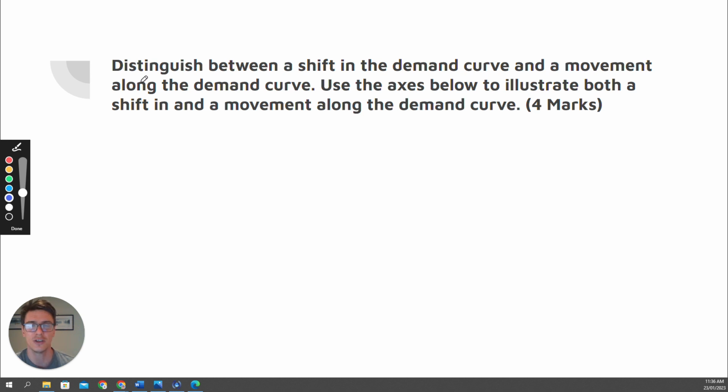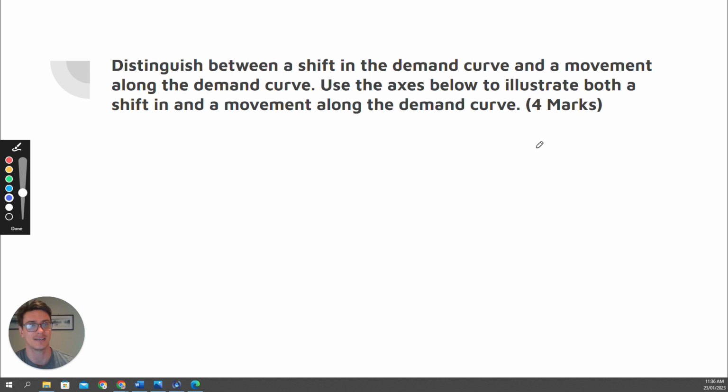But because there's only 2 marks on offer here, we can get away with just demonstrating an understanding of each concept. We could, if we wanted to, focus on the distinction, but I think it's easier just to define both, or demonstrate an understanding of both concepts. So demonstrating an understanding of a shift and a movement along the curve. Then our next task word here is to illustrate, and of course that means to draw on a demand and supply diagram, or on a price and quantity axes.